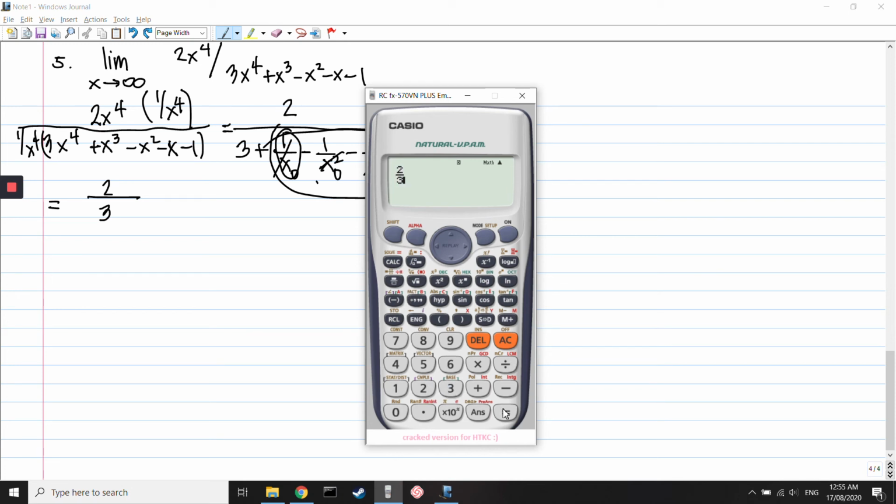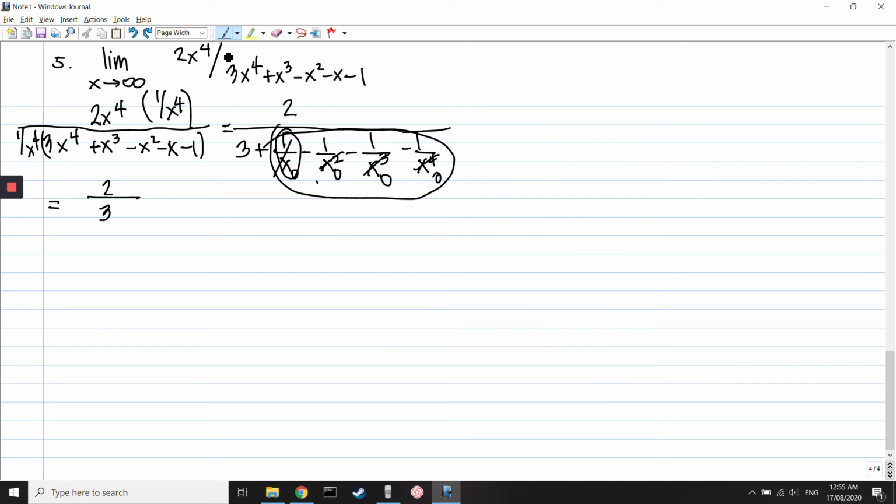Or to check, we have 2 over 3. So what is 2 over 3 in fraction? 0.667 again. So we conclude that the limit of this equation, as x approaches infinity, is equal to 2/3.